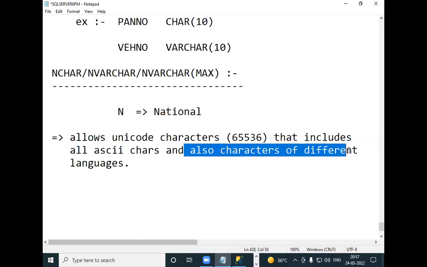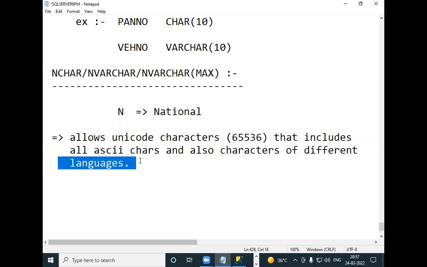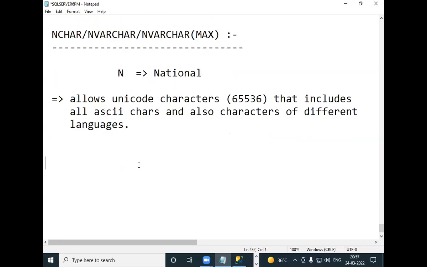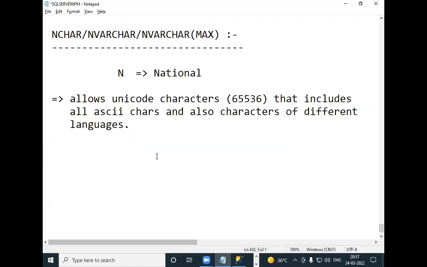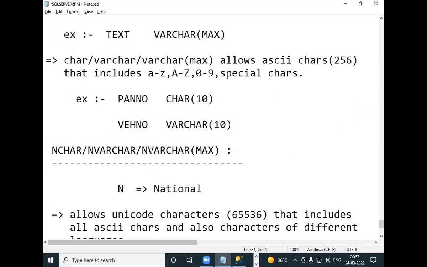The only difference is that it allows characters of different languages. So Chinese symbols, Japanese symbols, Russian symbols, Arabic symbols.